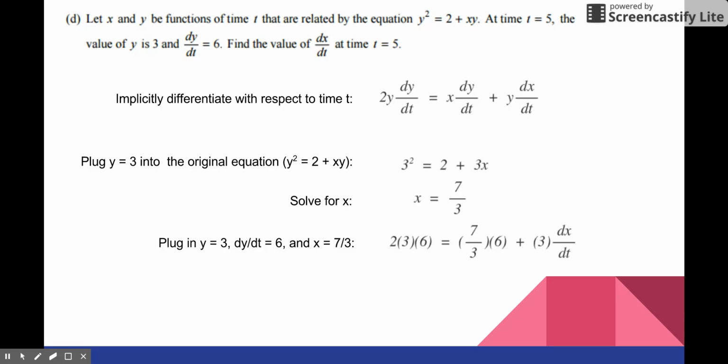Now we plug in y equals 3, dy/dt equals 6, those two come from the directions, and x is equal to 7/3, which we just solved for, and we find that 2 times 3 times 6, we're plugging this into our implicitly differentiated equation, is equal to 7/3 times 6 plus 3 dx/dt. Now, simplifying, we say that 36 is equal to 14 plus 3 dx/dt, and finally, solving for dx/dt, we get that dx/dt is equal to 22/3.